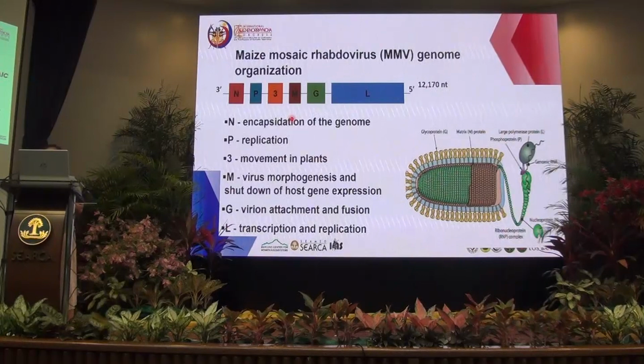The genome of plant rhabdoviruses consists of 3' leader and 5' trailer sequences, and there are five viral structural protein genes organized in the order of N for the encapsulation of the genome, P protein, 3, M, G, and L. The genomic RNA is complementary to its messenger RNA. However, it requires a minimal infectious unit consisting of the genomic RNA, the N, the P, and the L proteins for initiation of virus transcription and replication.